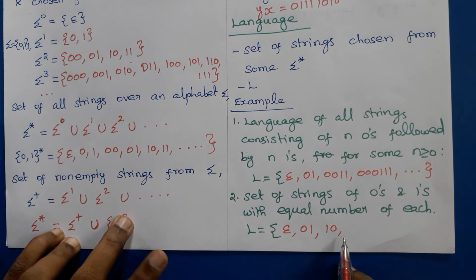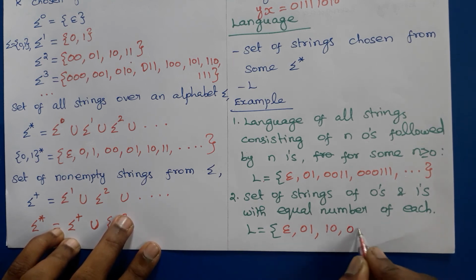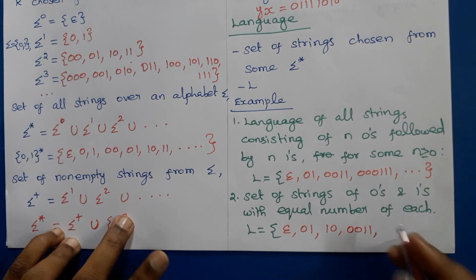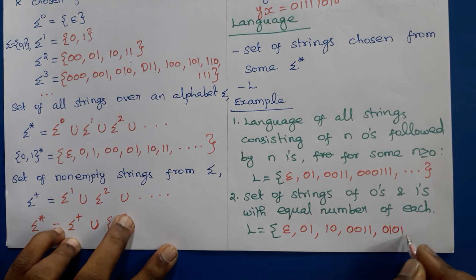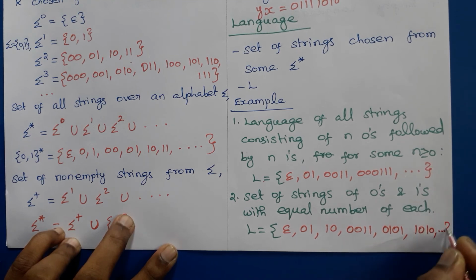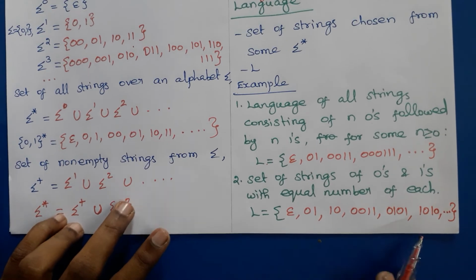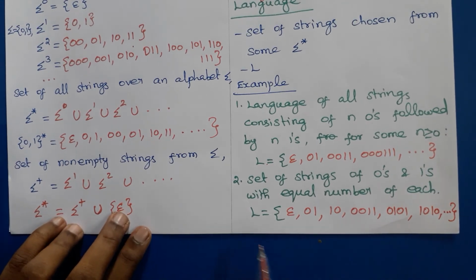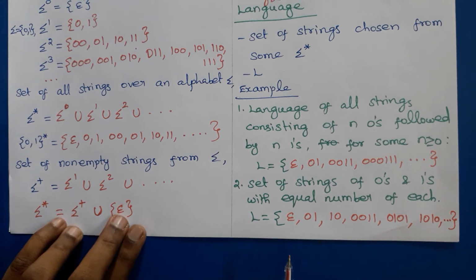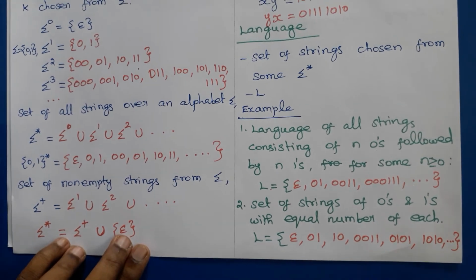So next we consider the strings with length 4. So 0011 is a valid string. It has 2 zeros, 2 ones. Then 0101, 1010, etc. So these types of strings must be included in this language. So this language has all the strings which have an equal number of zeros and ones.